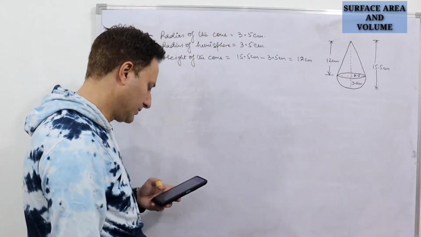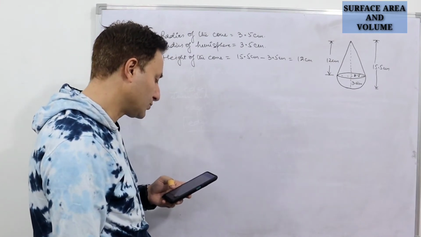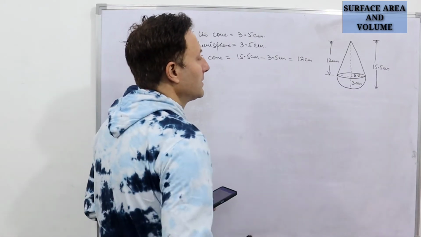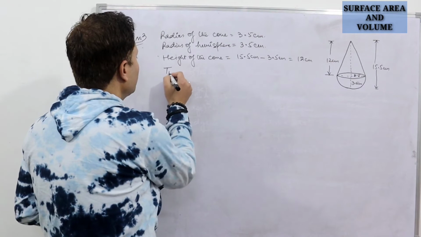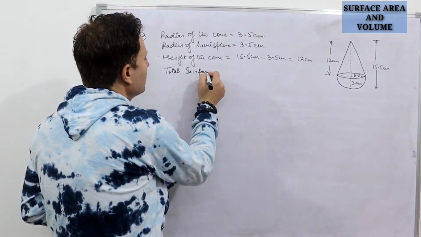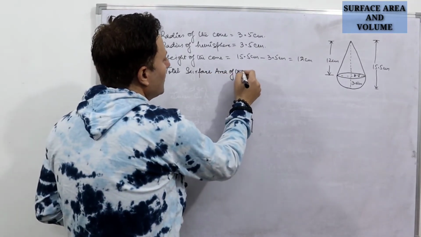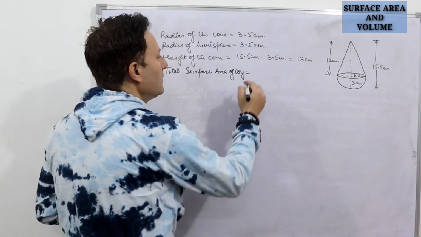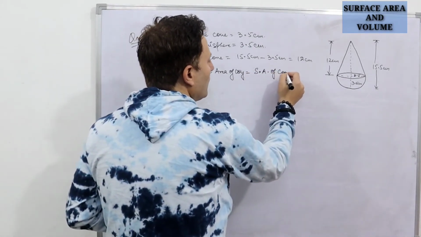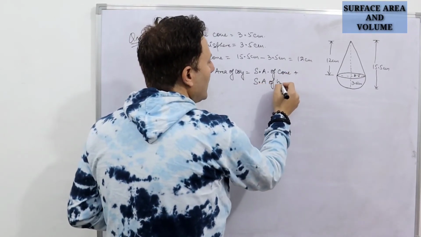Now we are done with all the things we can do there. Let's see what it says. It says find the total surface area of the toy. So we need to find the total surface area of the toy. Let us write it here: total surface area of toy. What are the two things that we have here? We have to find the surface area of the cone, and then add the surface area of the hemisphere.